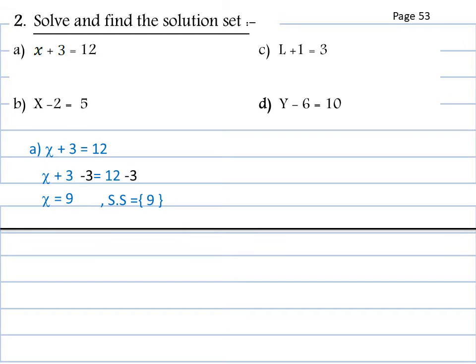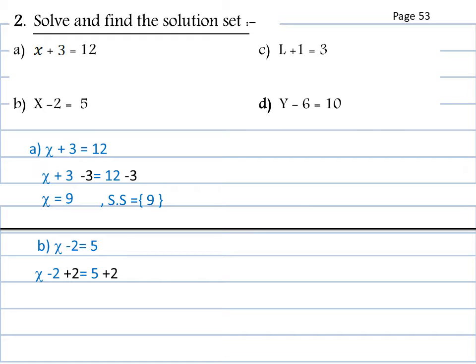Okay, take a line in your copybook, then let's solve number B. Number B is what? X minus 2 equal 5. Okay, what is the operation here? Minus 2. Okay, what is the opposite of minus 2? Plus 2. What shall we do, miss? We will add 2 on this side and we will add 2 on this side. Okay, let's see. X minus 2 plus 2 equal 5 plus 2. Why do you add 2 here on both sides, miss? Because I want to keep the balance as it is.